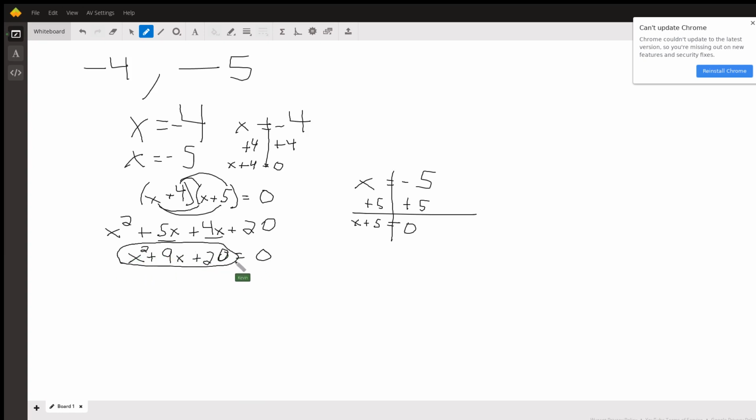Circle your answer. This is the correct answer: x squared plus 9x plus 20.